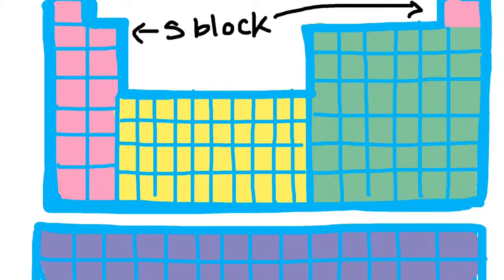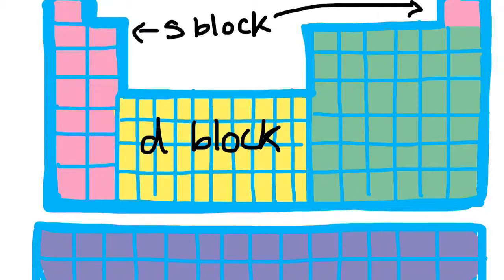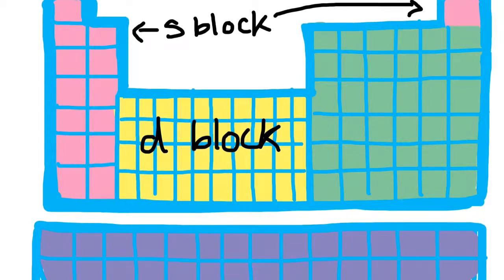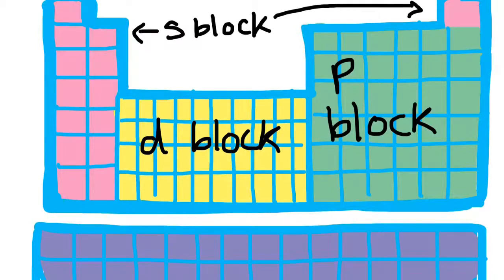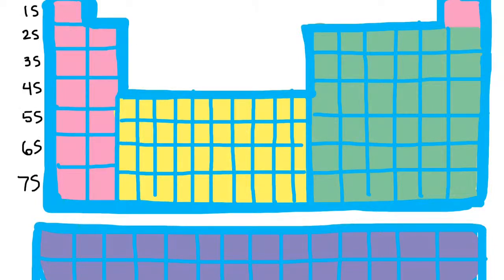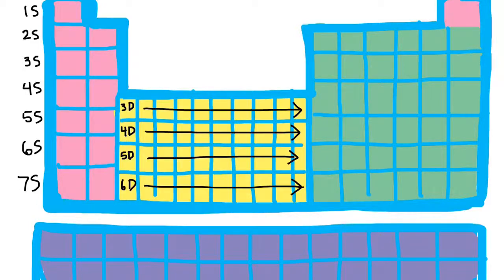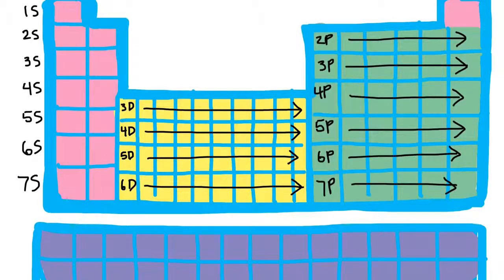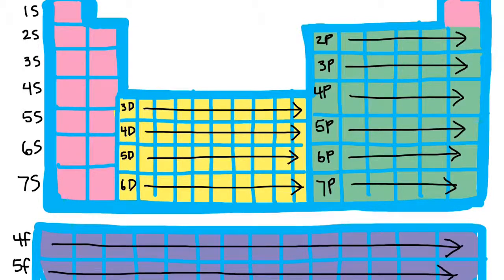The periodic table is divided into 4 different sections called blocks. There's an S block, there's a D block, there's a P block, and finally there's an F block. When writing out orbital notation, the S block holds 1 pair of 2 electrons. The D block holds 5 pairs of 2 electrons. The P block holds 3 pairs of 2 electrons. And the F block holds 7 pairs of 2 electrons.